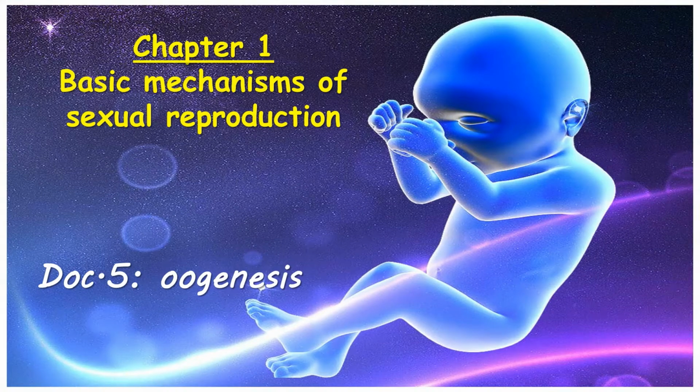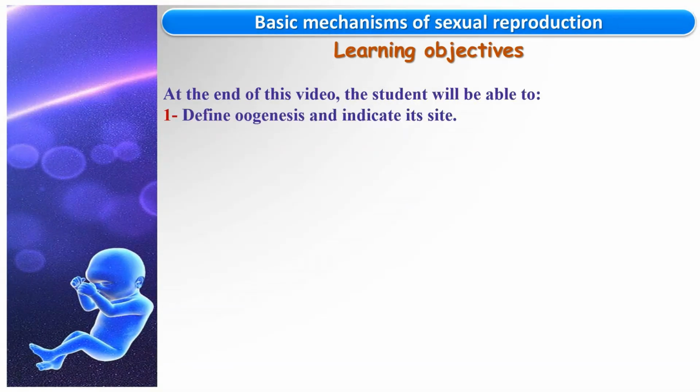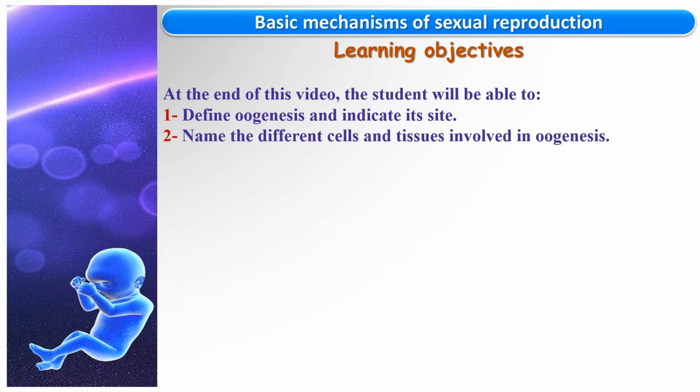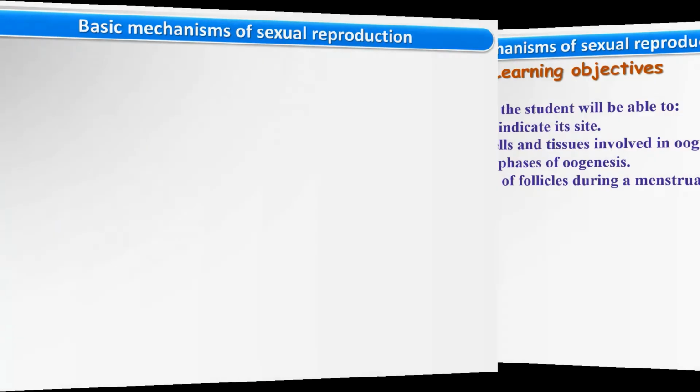This video is about Document 5, Oogenesis, in Chapter 1, Basic Mechanisms of Sexual Reproduction. At the end of it, the student will be able to define oogenesis and indicate its site, name the different cells and tissues involved in oogenesis, explain the different phases of oogenesis, and finally explain the evolution of follicles during a menstrual cycle.